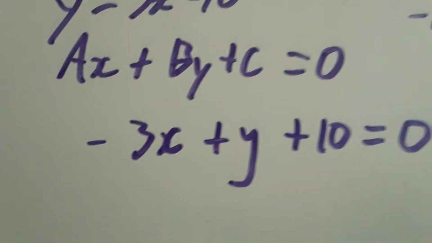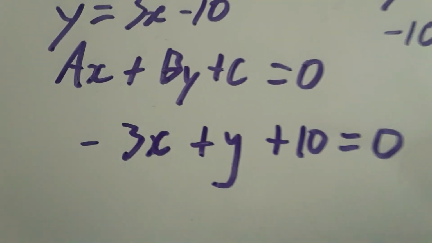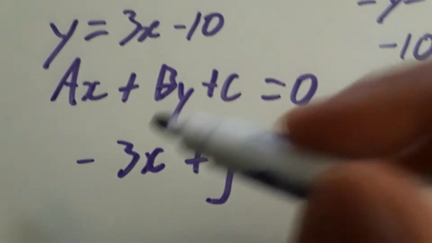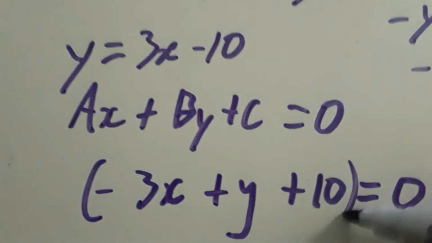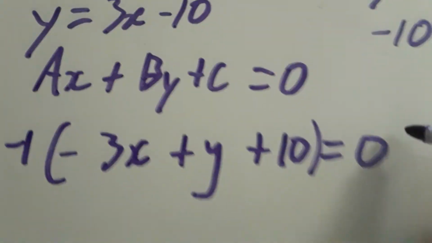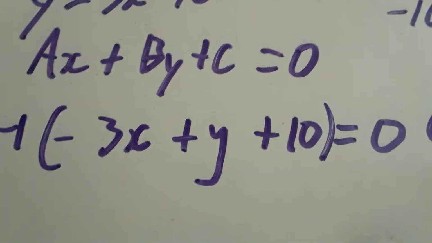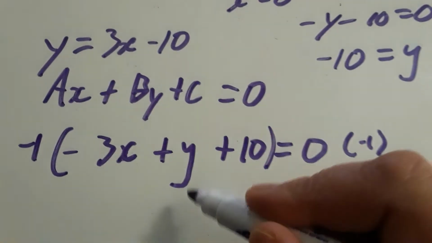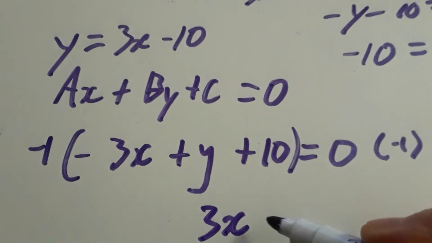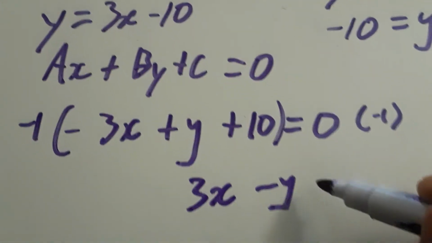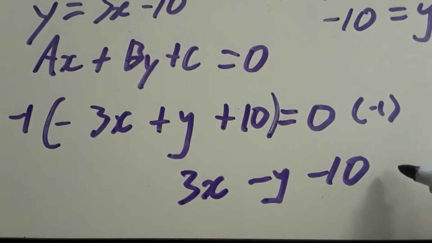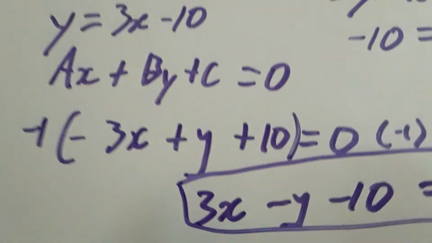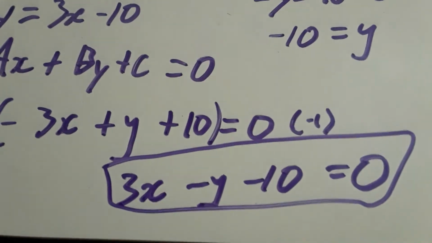We're not done yet, though, because you see that negative 3, which represents the a, needs to be positive. So what we're going to do is multiply everything by negative 1 on both sides. Okay, and we're going to end up with 3x minus y minus 10 is equal to 0. And if you check your answer sheet, that in fact is the correct answer.